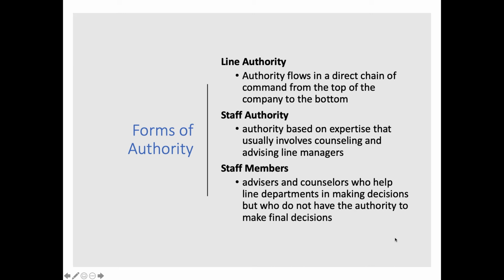Number 3, other staff members. There may be employees, advisors, and counselors who can help line departments in making decisions, but who don't actually have formal authority to make the final decisions. For instance, when your department is making financial decisions, you may ask for guidance and an opinion from somebody in finance or someone in accounting. They don't have the authority to really sign off on the final decision, but you need their information and advice and will benefit from them being able to freely and transparently comment and give their opinion on particular aspects of the decision you're making. Let's keep going.